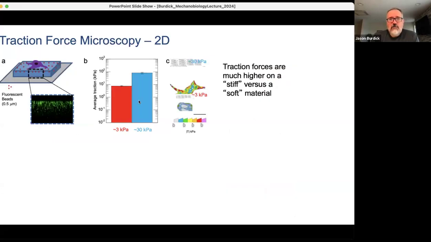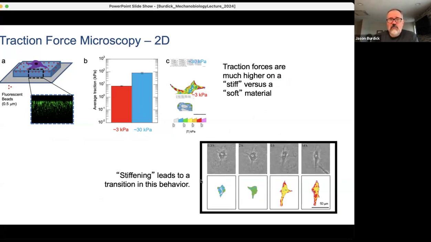Here's just one example from one of our earlier studies looking at cells on softer materials and stiffer materials. So this got shifted a little bit. This is the stiff material on the top here, and this is the soft one. You can see the rounded cell on the soft material has very low tractions, whereas this more spread cell on the stiffer material is imparting a lot of force on that material. So that would have been correlated to larger bead deformations.